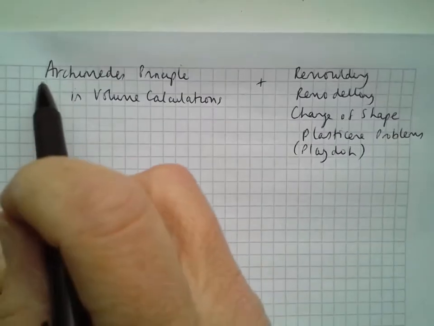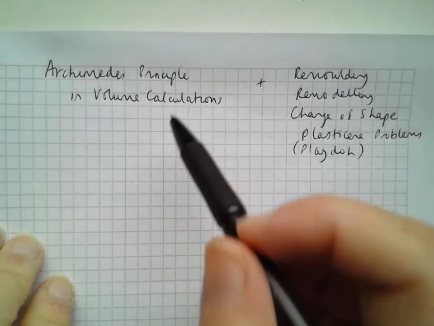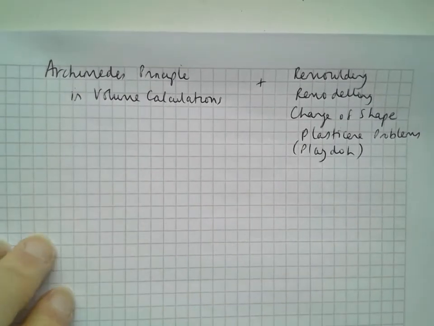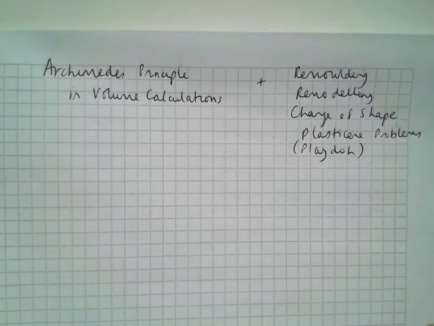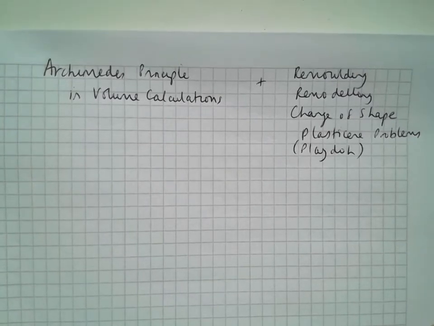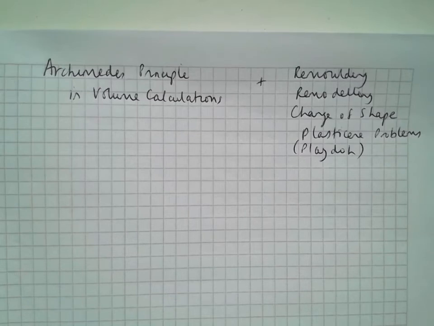Archimedes, as you may have learnt in science, was this guy who apparently, I'm sure it's much more complicated than this, got into his bath and noticed that the water level rose. And from that he deduced that you could find the volume of an irregular shaped object, or any object, by putting it in water and seeing how much the water rose.